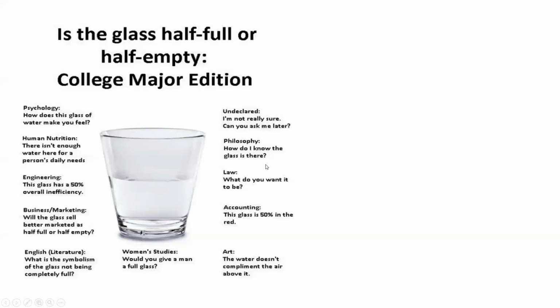Philosophy: how do I know the glass is there? Law: what do you want it to be? Accounting: this glass is 50% in the red, okay? Art: the water doesn't complement the air above it, okay? So there's a lot of interpretation according to the perspective, according to how we make use of the knowledge, okay?